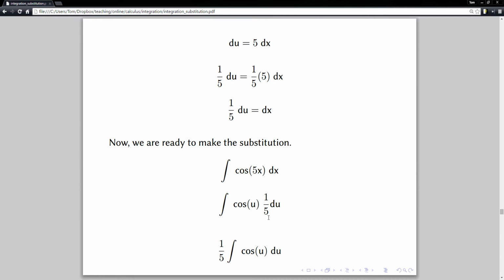Here I have a constant. That constant can be pulled out according to the rules of integrals. That's just the constant multiple rule for integrals. And so that leaves me with this integral of cosine of u du. So notice how that integral now is one of the simpler ones. It's exactly the same as the simpler one that we started with, except for that 1/5 out in front.